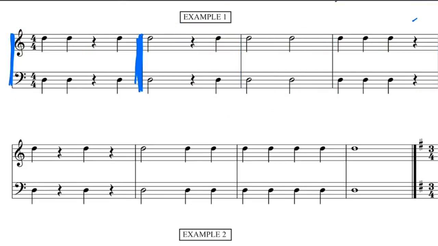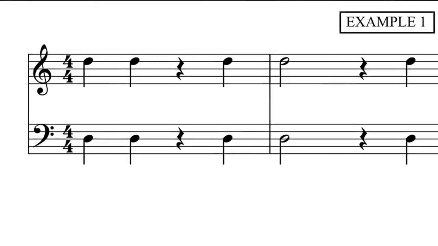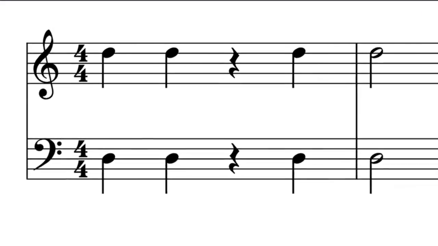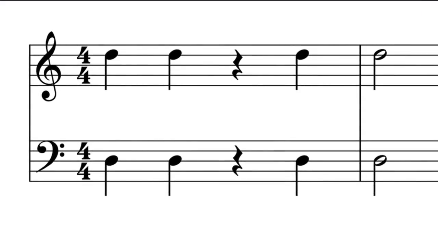All right, measures are important. They tell us where we are in a section of music, and they equally divide the music. Now, how we divide the music depends on this symbol right here. So can you tell me, what do we call that symbol? Call it out. And hopefully you said time signature. Yes, this is a time signature.